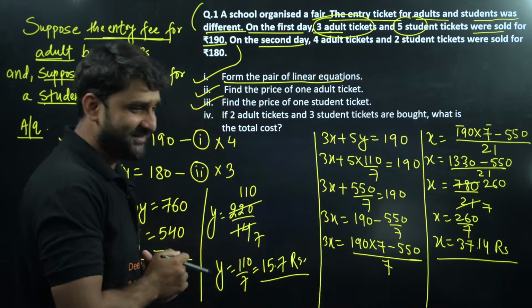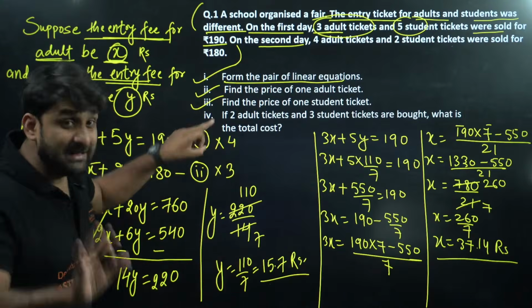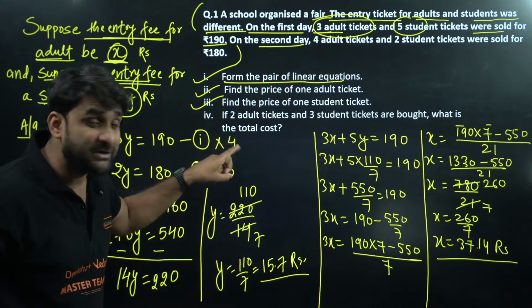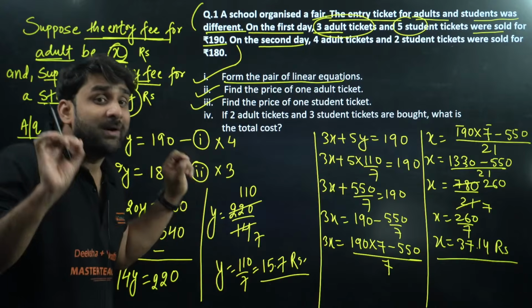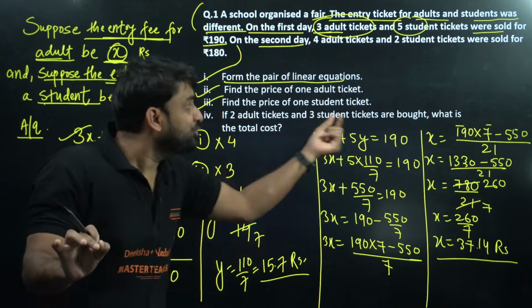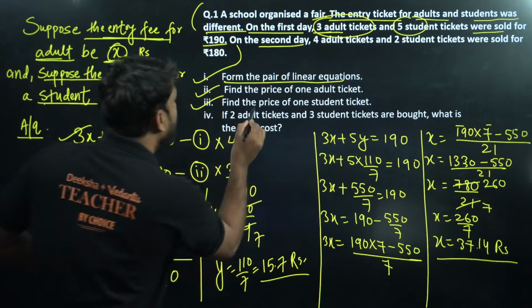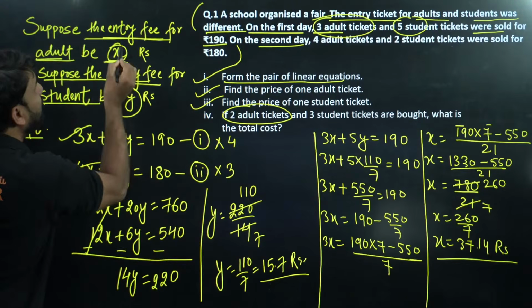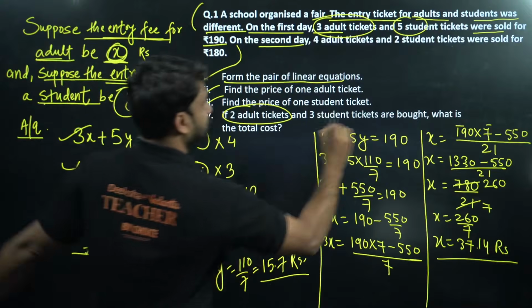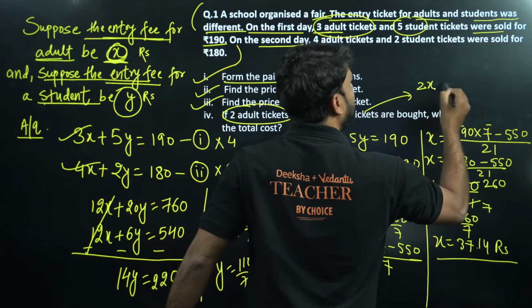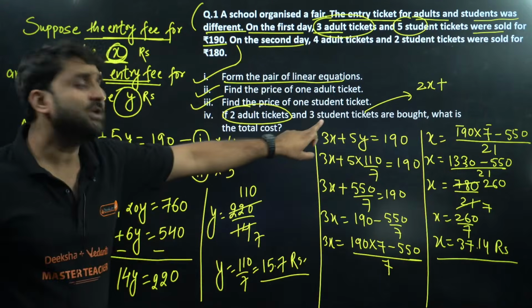Okay, fourth question. Listen, champion, look at the fourth question. If two adult tickets and 3 student tickets are bought, what is the total cost? Come on, 2 adult tickets, and for adult, we have supposed X rupees. So for 2 adult tickets, 2X will be the expression, plus 3 student tickets.